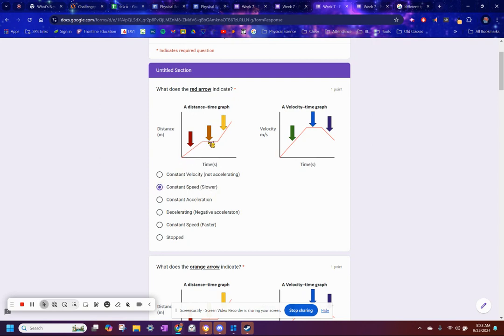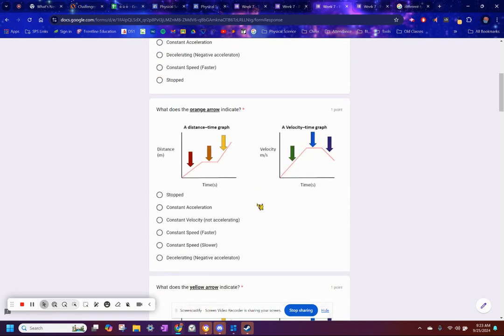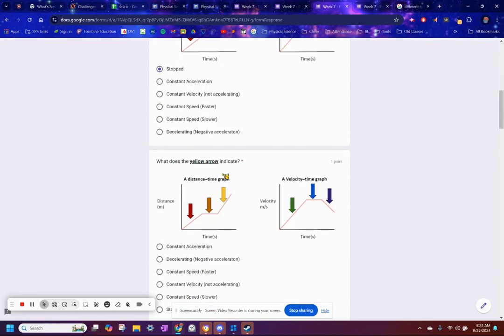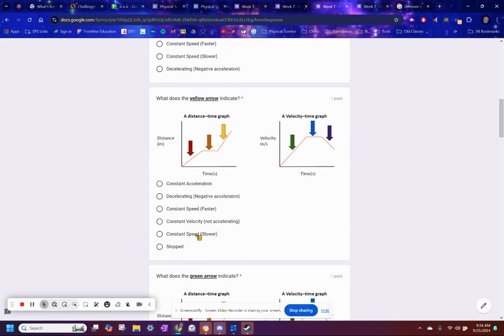Okay, right here we have no speed. The distance stays exactly the same. So go to orange arrow. If we are not moving, the distance is the same, we're stopped. Yellow arrow, it's going up, but it's going up bigger than this one. It's increasing more drastically. It has a bigger slope. So yellow arrow indicates constant speed but faster.